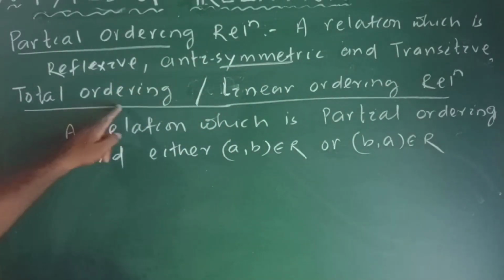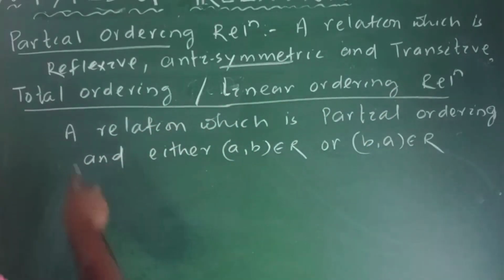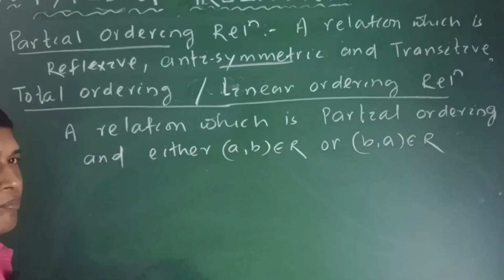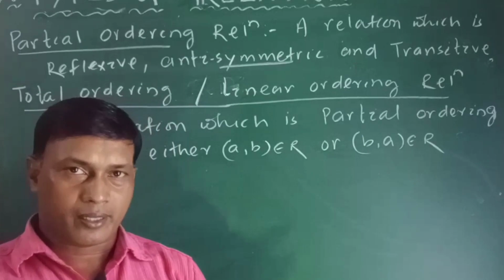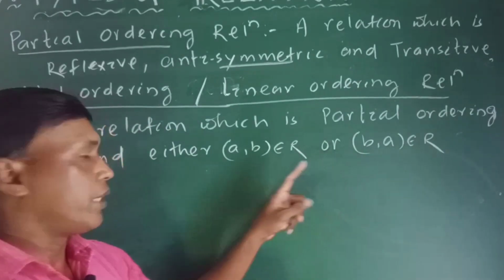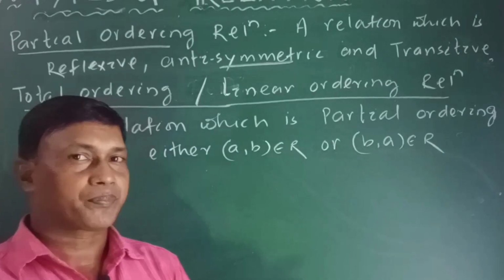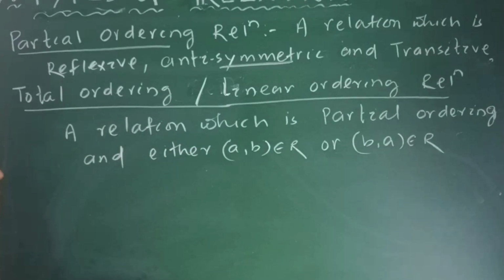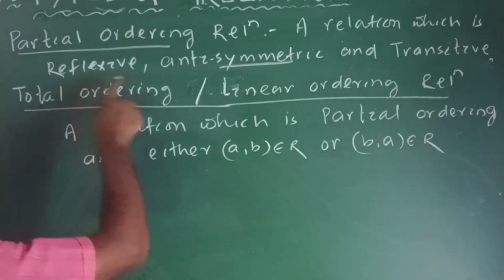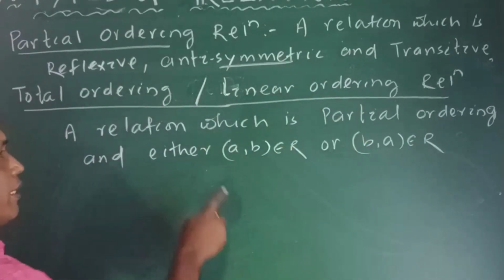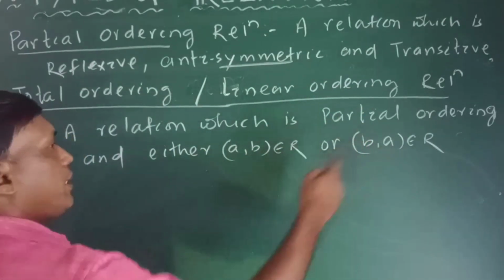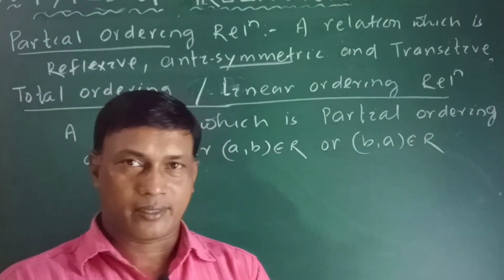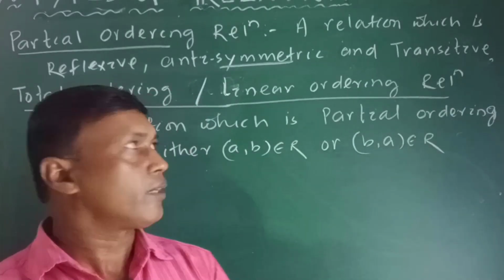And the last is the total ordering or linear ordering relation. A relation which is partial ordering and either (a, b) belongs to R or (b, a) belongs to R. A relation should be partial ordering and between these 2, any one must be present in R. That means a relation is said to be total ordering if it is partial ordering, that means reflexive, antisymmetric and transitive, then either a is related with b or b is related with a. Between these two, one element must be present in that relation. Then the relation can be said to be total ordering or linear ordering.